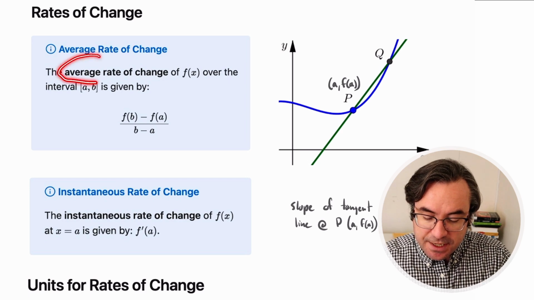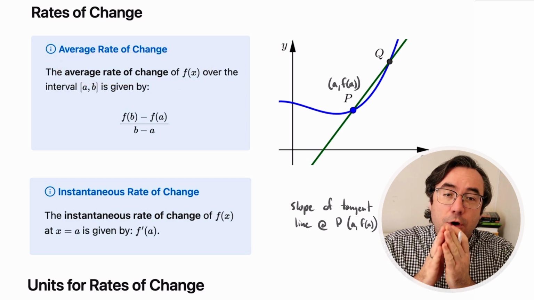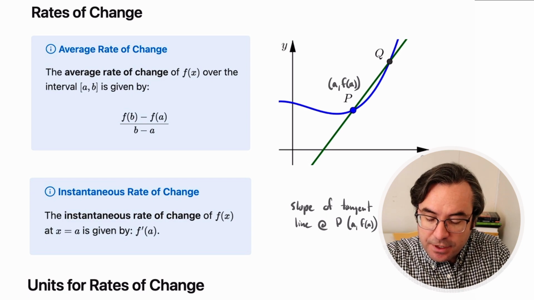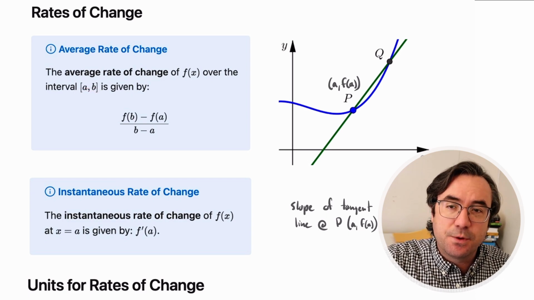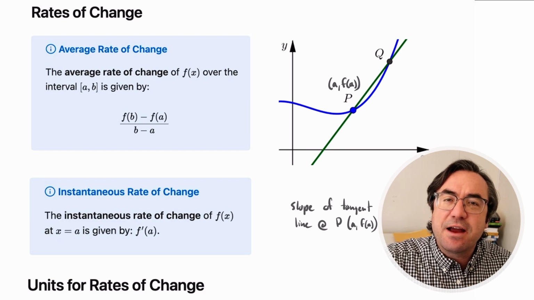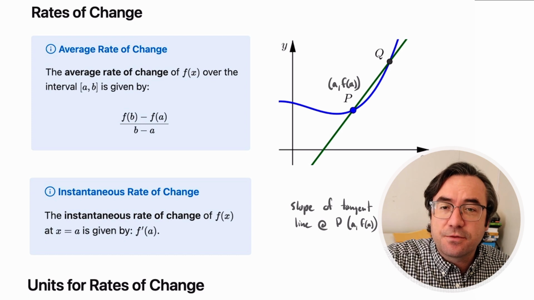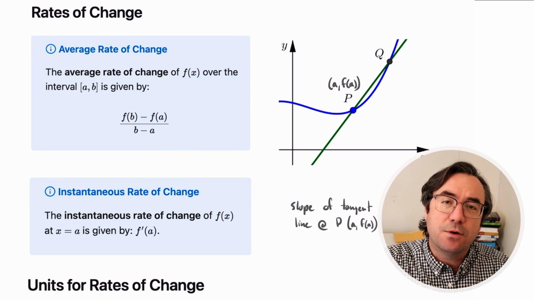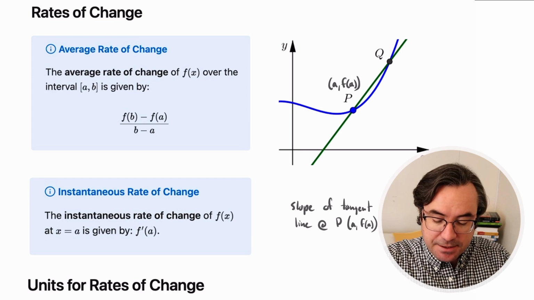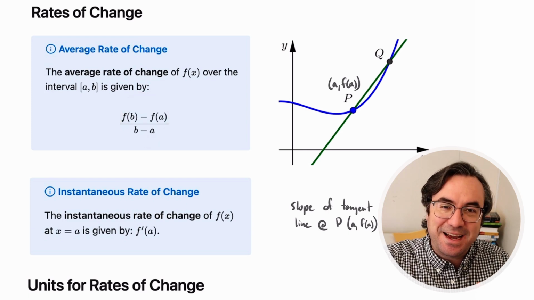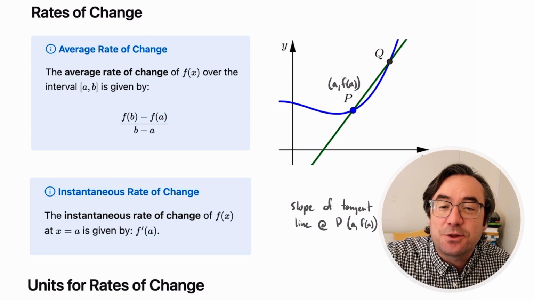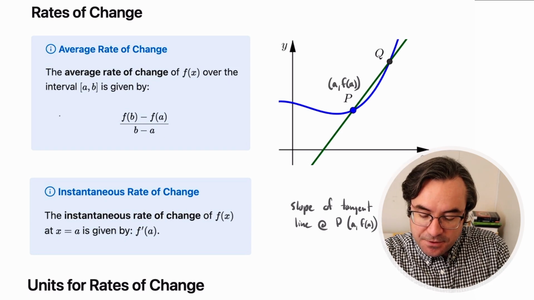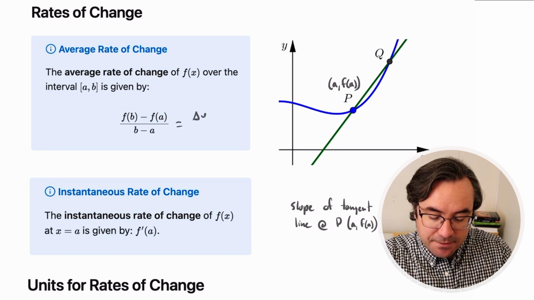Sometimes, though, we're also interested in the average rate of change of our function over an entire interval. So if we're looking at an entire interval of x values and we want to know how much our function, on average, is changing over that entire interval, we have this formula here: f of b minus f of a over b minus a. We've kind of seen this one before. This is just our regular slope formula. A way to think of this average rate of change formula is change in y over change in x.